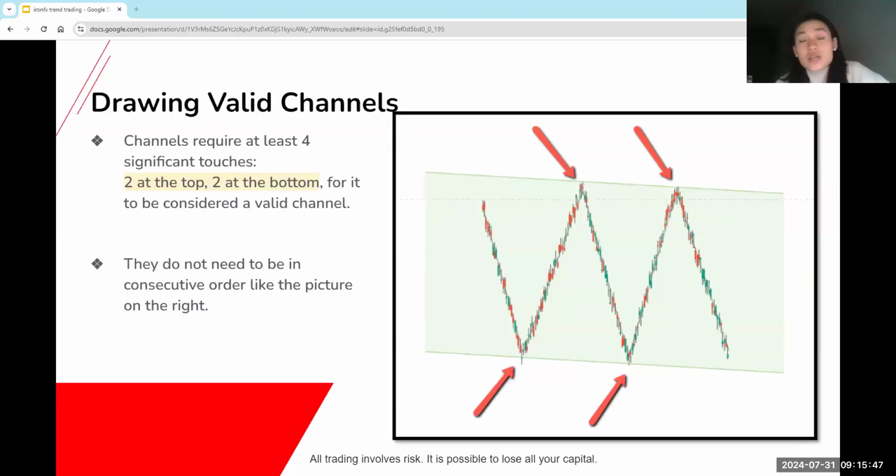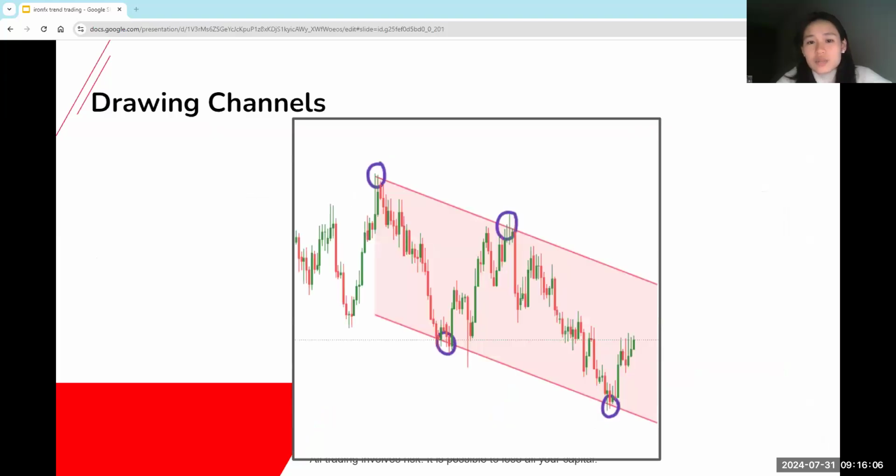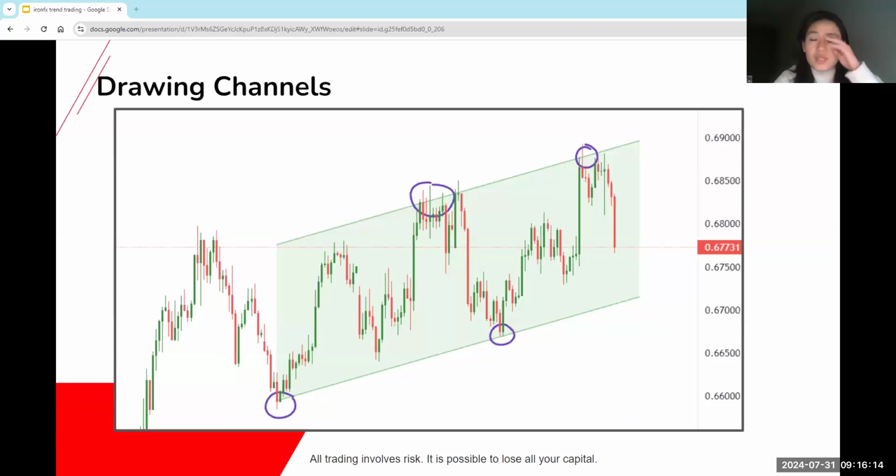Okay, so next let's look at the second way to look at trends. It's by drawing valid trend channels. Channels require at least 4 significant touches, 2 at the top and 2 at the bottom. They don't need to be in consecutive order like the picture over here. It can be like this. In this picture it's also consecutive, but this is an example of a downtrend.